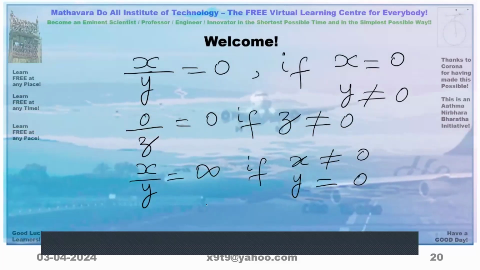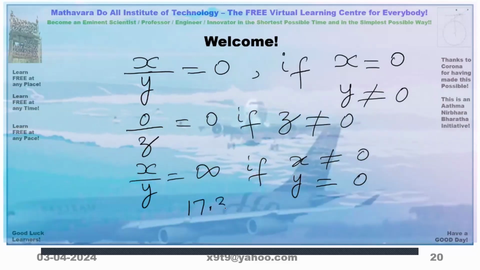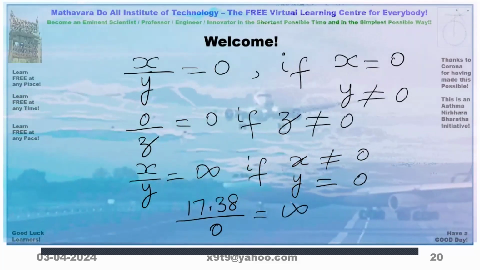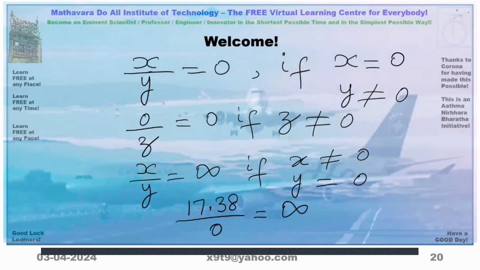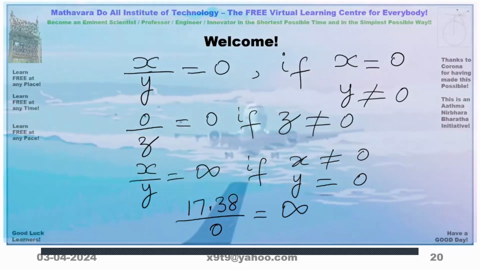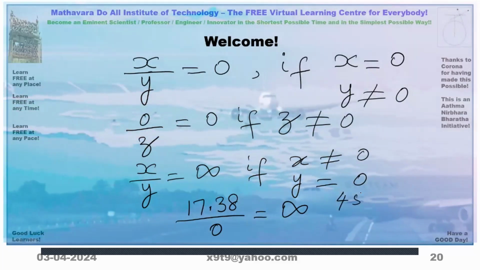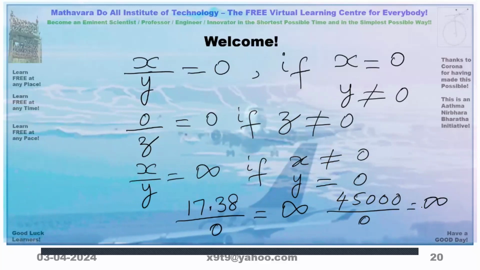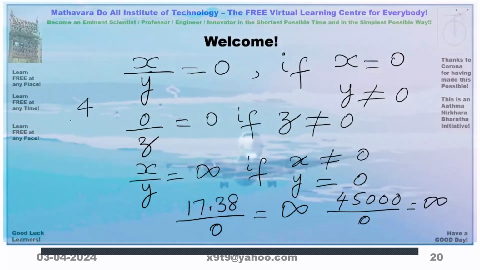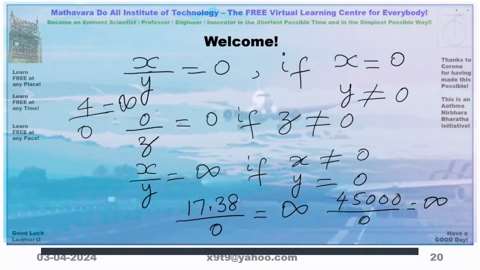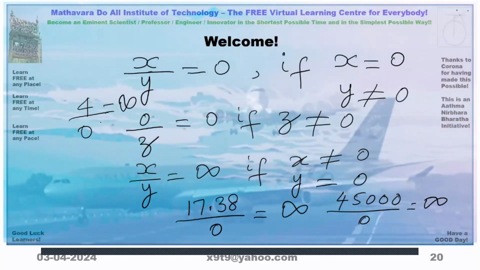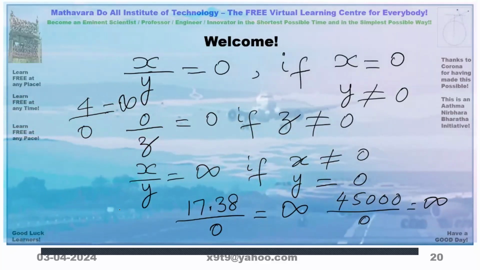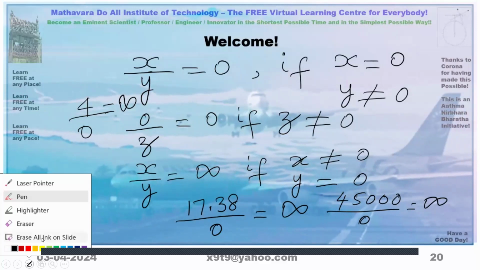So suppose a number like 17.38 divided by 0, it becomes infinity because x is not 0 but we are dividing by 0. So if we write 45,000 divided by 0, it is infinity. So 4 by 0 is infinity. So any number divided by 0 is infinity, if that number is not 0. That means we get one more definition here.